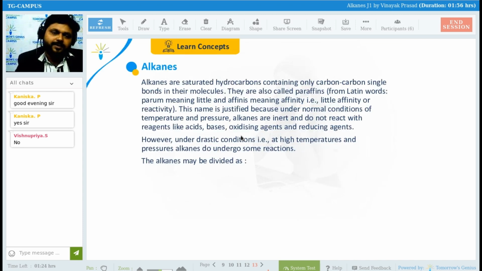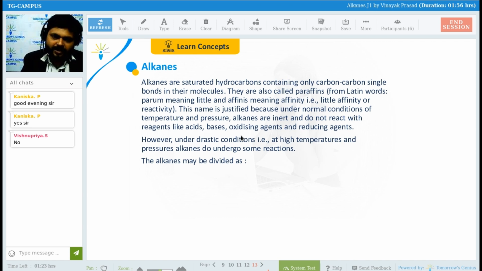So alkanes are saturated hydrocarbons containing only carbon-carbon single bonds in their molecule. They are also called paraffins. That is a Latin word, right? This name is justified because under normal conditions of temperature and pressure, alkanes are inert and do not react with reagents like acids, bases, oxidizing agents and reducing agents. However, under drastic conditions at high temperature and pressure, alkanes do undergo some reactions.